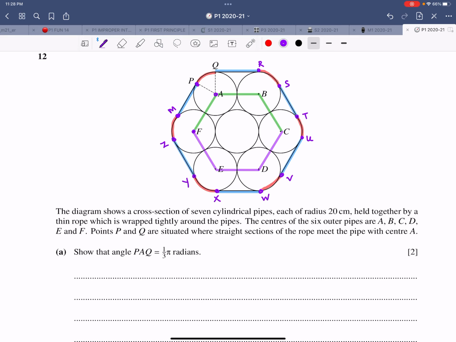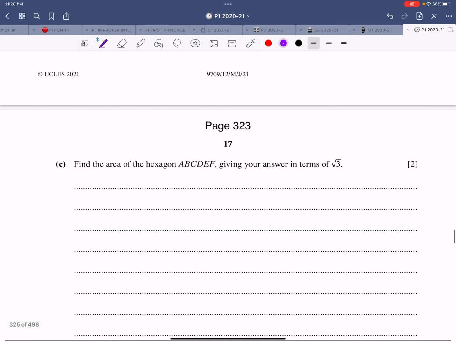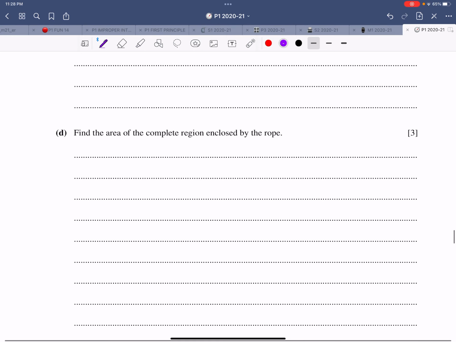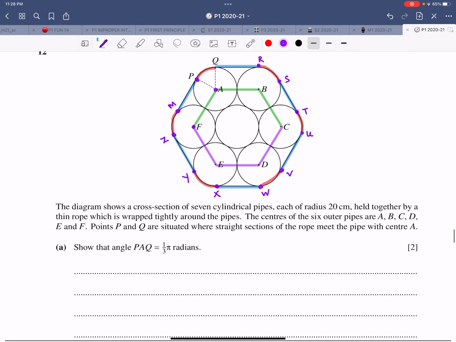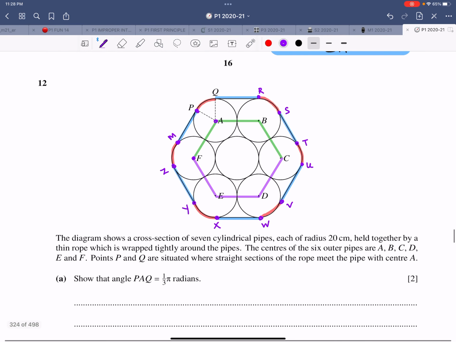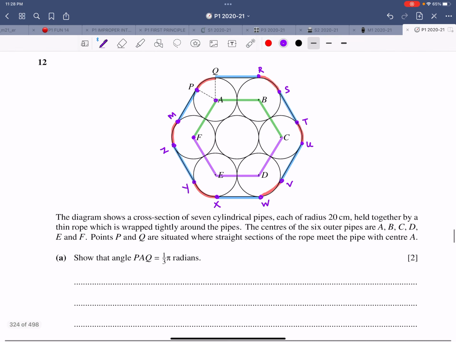Now, something to do with the area of the hexagon, and last, find the area of the complete region. So first of all, let me draw this diagram at some other place also, or let me just remove the labelings like this.